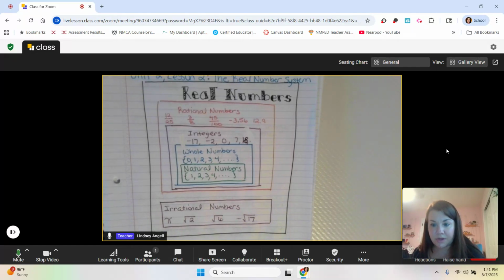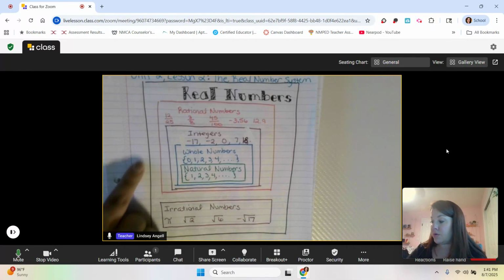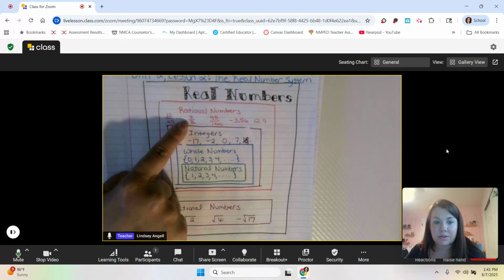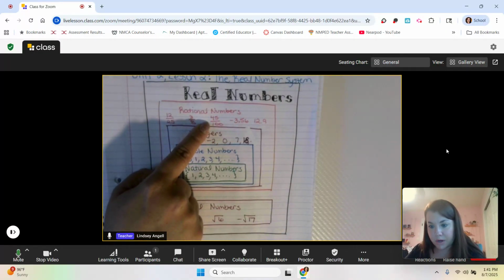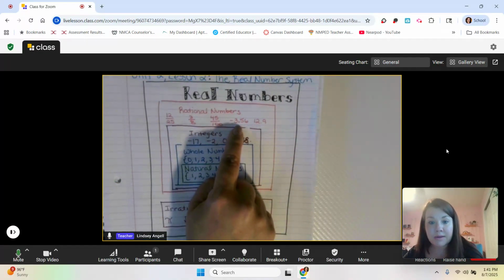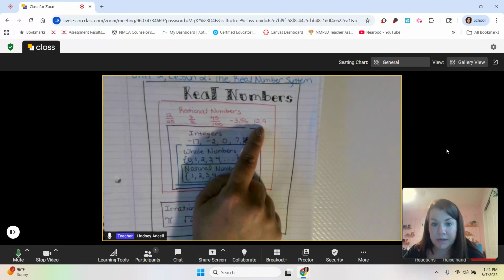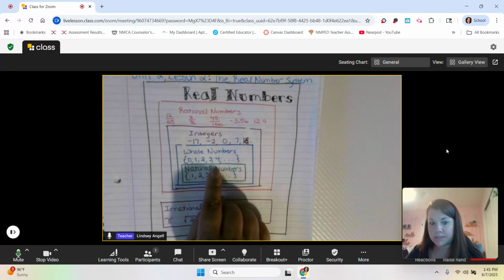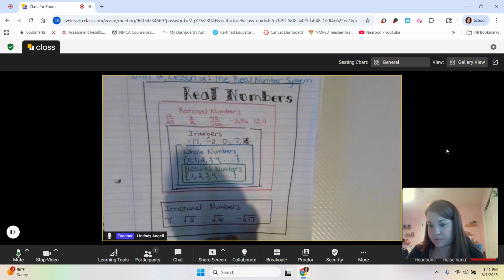Then we get a little bit broader into rational numbers. And that's where that definition came into play, where they could be represented as a fraction. So some examples, we've got 12 25ths, 3 eighths, 45 100ths, negative 3 and 56 hundredths, negative 12 and 9 tenths. So we've got all numbers like that, but it also includes the integers, the whole numbers, and the natural numbers.